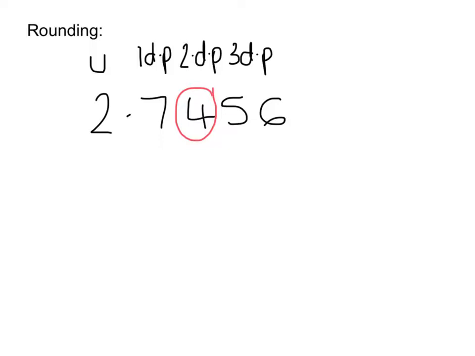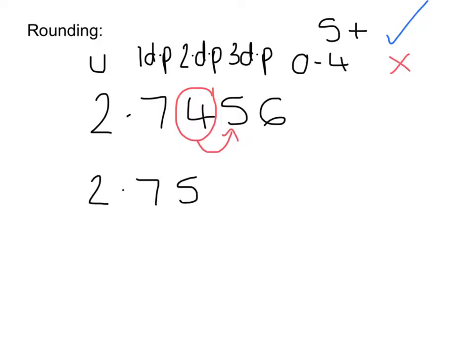Now, if I'm rounding, I need to know if I'm going up or down. To do this, I look at the number next to the 4, and that's a 5. Now, our rule is, if it's 5 or above, we do round, we go up. However, if it's 0 to 4, then we don't round. So a 5 is in the category which we would use to round up. So 2.7456, 2 decimal places is 2.75. That 4 just going up 1 because 5 had enough energy to put it up.